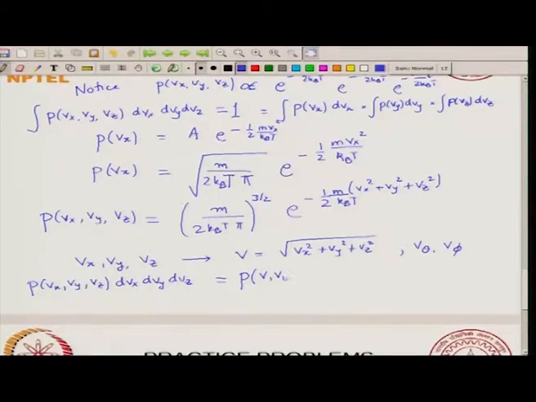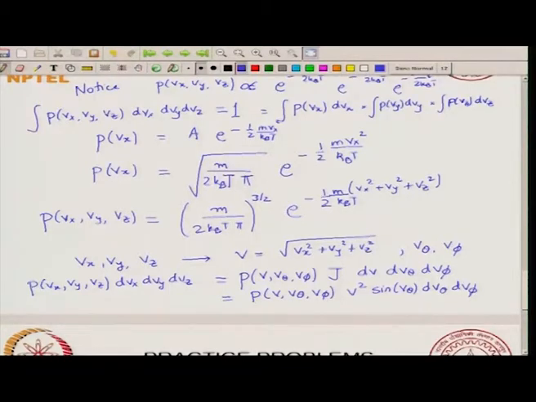V, V theta and V phi. Okay. So, these are the two angular components, I am just calling them V theta and V phi, times the Jacobian for this transformation times dV, dV theta, dV phi. Okay. So, the way dVx, dVy, dVz transforms is J times this, and this J for spherical polar coordinates is actually equal to V square sin V theta, dV theta, dV phi. Okay.